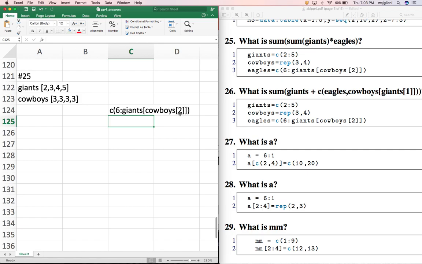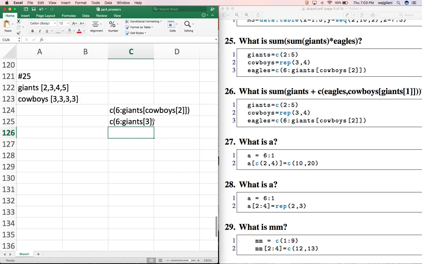So Cowboys of 2 is what? I come over here, 1, 2. Cowboys of 2, the second value in Cowboys is 3. So I can rewrite this and simplify it now, replacing Cowboys of 2 with the subsequent value it returns, which is 3. Now my next inner data container is Giants.